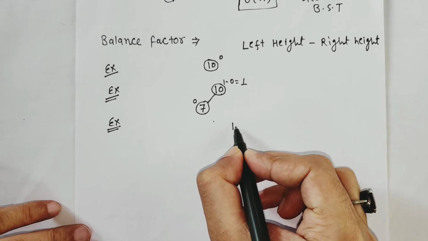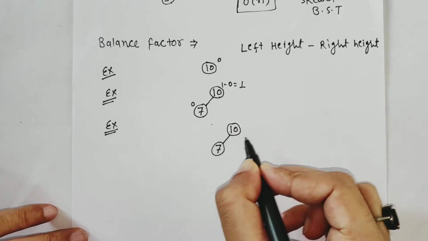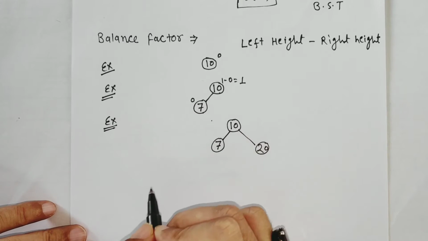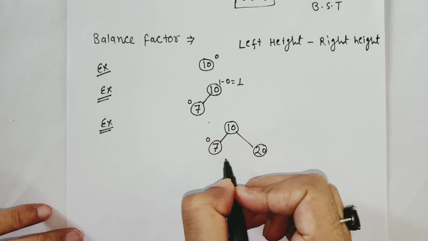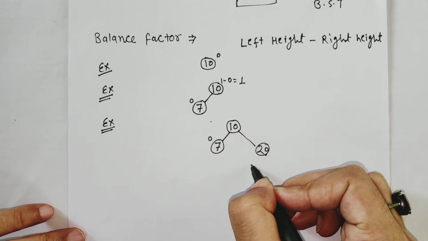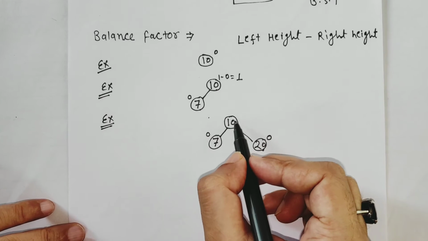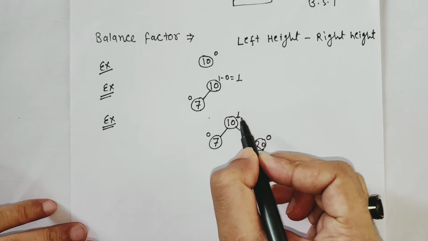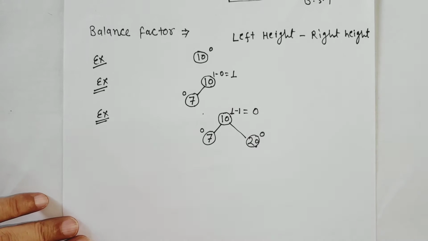Similarly, suppose I have one node 10, 7 and 20. Now we will find out the balance factor of each node. So for this node, balance factor will be 0 because there is no left and right height. And similarly, this node also doesn't have any left or right. So balance factor is 0. So now we will find the balance factor of this node. So left height is 1 and right height is 1. So 1 minus 1 is 0.